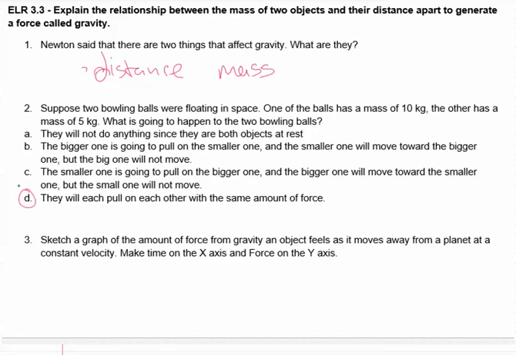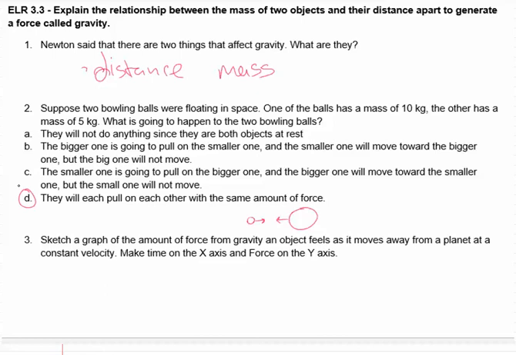D is correct. They will each pull on each other with the same amount of force. So if you have the small one and the big one, the big one's going to pull on the small one with a little bit of force, but at the same time the small one's going to pull on the big one with the same amount of force. They're going to pull on each other with the exact same amounts of force.